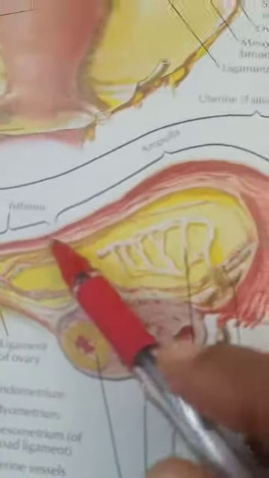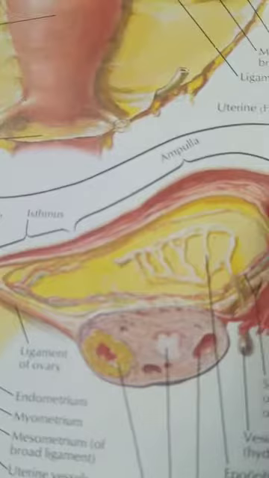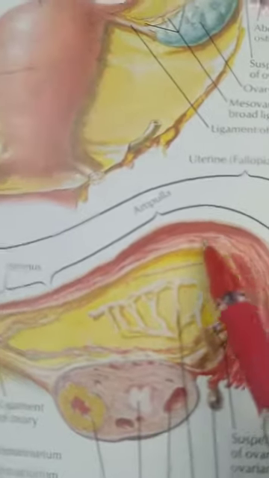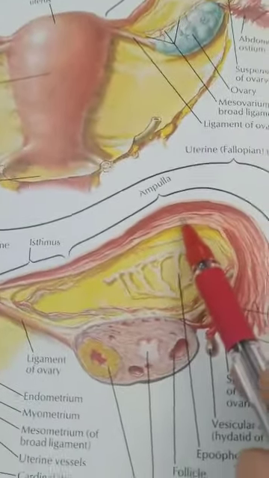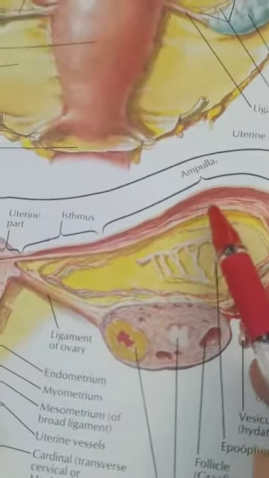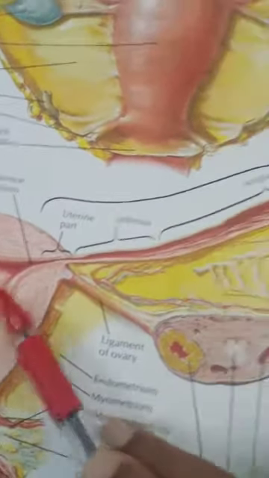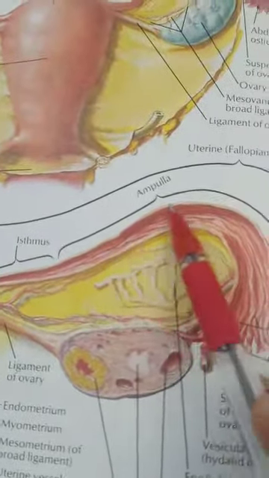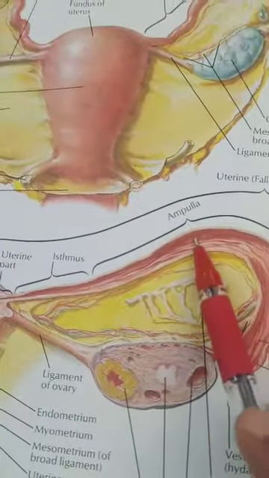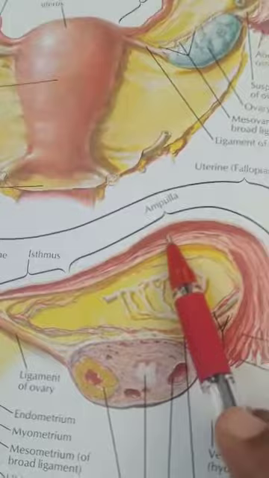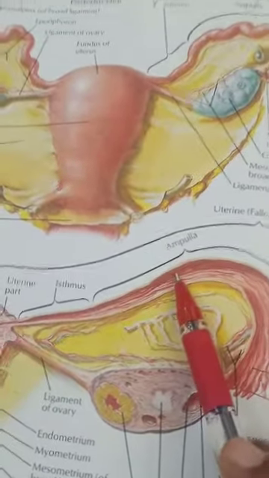And next is tubal pregnancy. If fertilization occurs in the uterine tube, and if there is failure in movement of the fertilized egg towards the uterine cavity, the fertilized egg will stay here and start growing here, resulting in a tubal pregnancy.